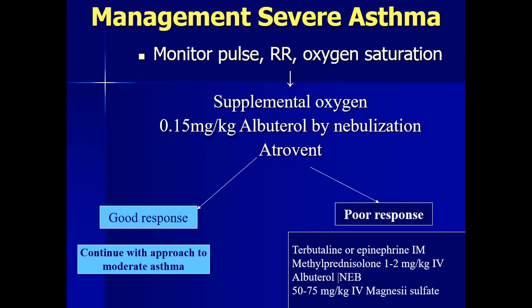Management of severe asthma: you have to monitor pulse, respiratory rate, oxygen saturation. Supplemental oxygen, 0.15 mg/kg albuterol by nebulization, Atrovent. Good response or poor response. In case of good response, continue with the approach to moderate asthma. In case of poor response, terbutaline or epinephrine intramuscular, methylprednisolone 1-2 mg/kg intravenous, albuterol by nebulizer therapy, 25 mg/kg intravenous magnesium sulfate.